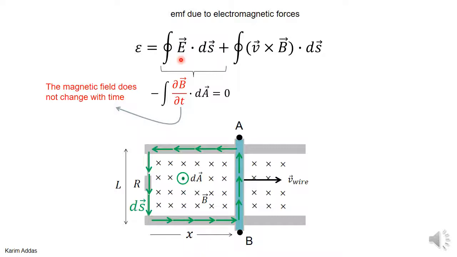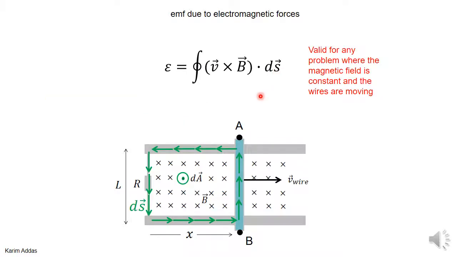Okay, so it's a kind of subtle point. The only term that results in an EMF, then, is this one. And this result is valid for any problem where the magnetic field is constant, not changing with time, and the wires are moving. This would be the way to get the EMF for that particular problem. And you can see it results from the magnetic force term, V cross B.